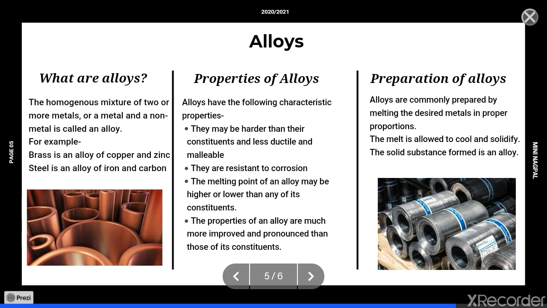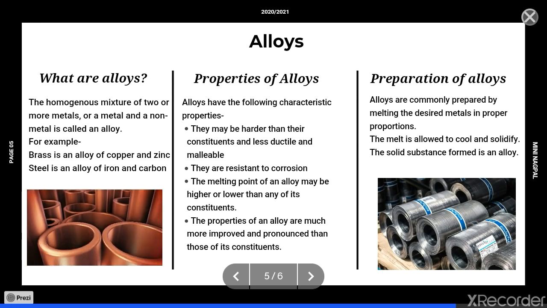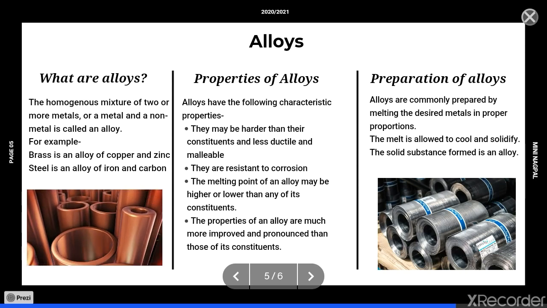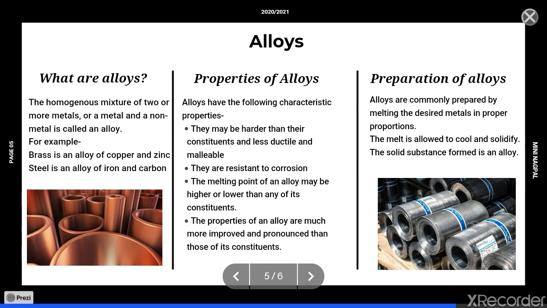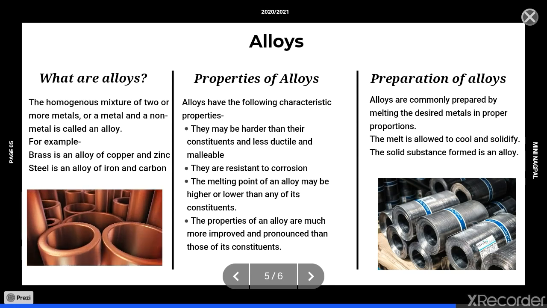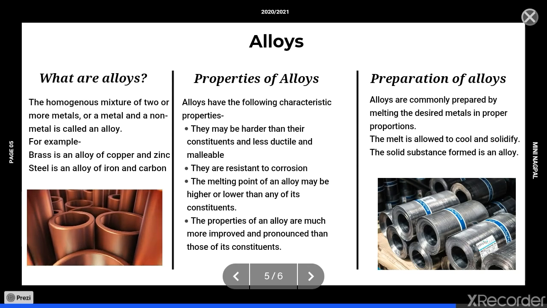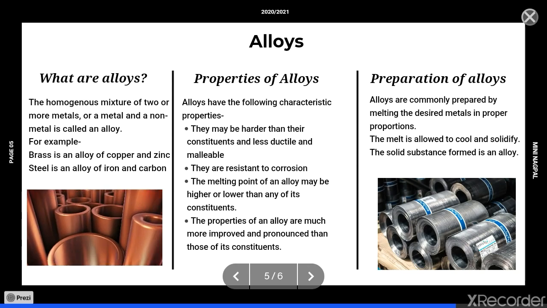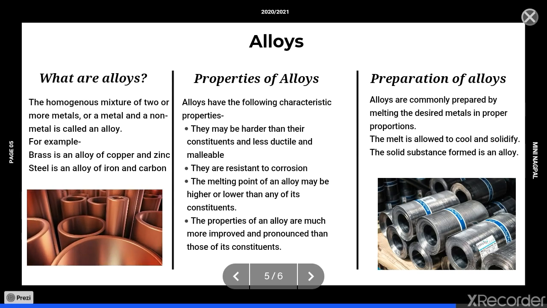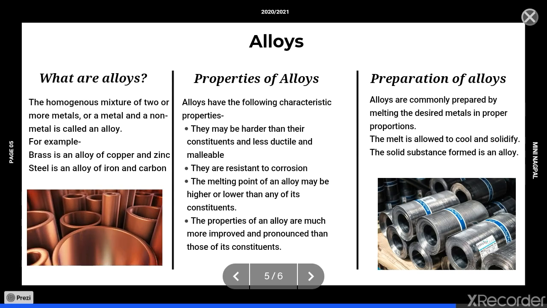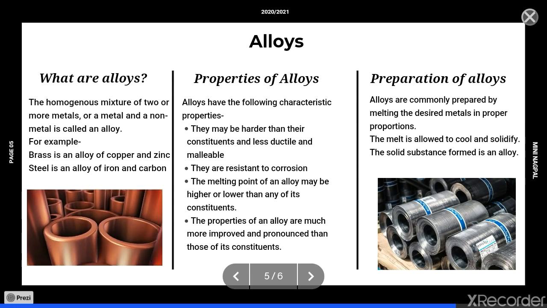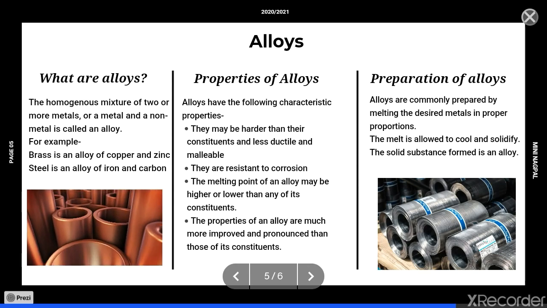Now, how do we prepare alloys? Alloys are commonly prepared by melting. First, the metal which is going to be in the largest proportion is melted, and then the desired metals in melted form are added in proper proportion, and then it is stirred, and allowed to cool and solidify. The solid substance formed is an alloy. So this is how alloys are prepared and why alloys are prepared.